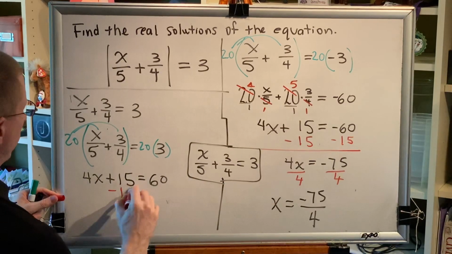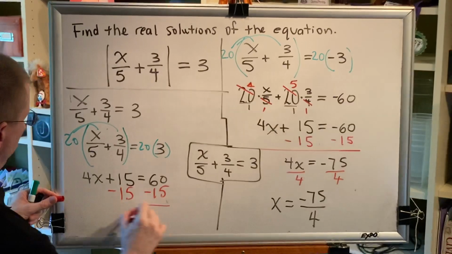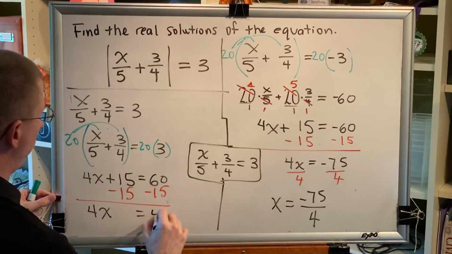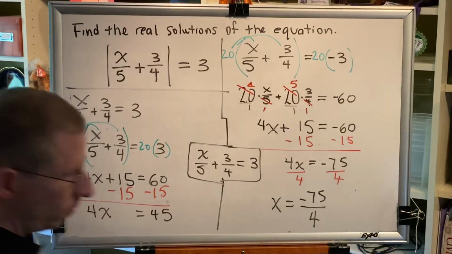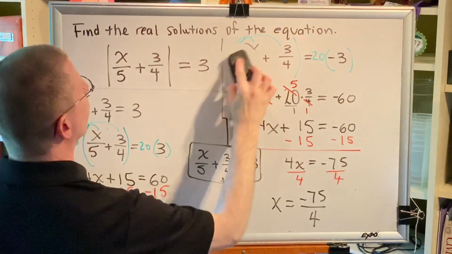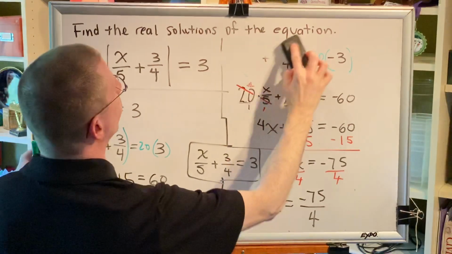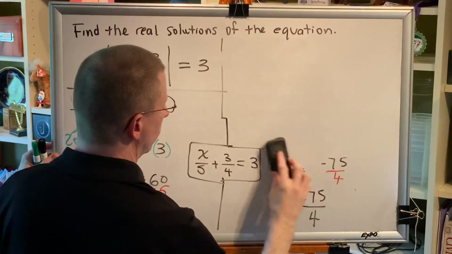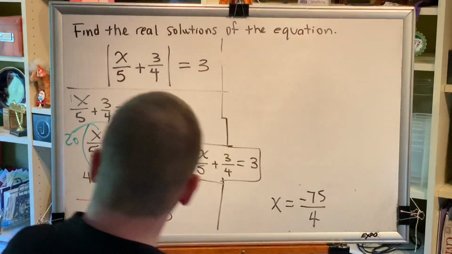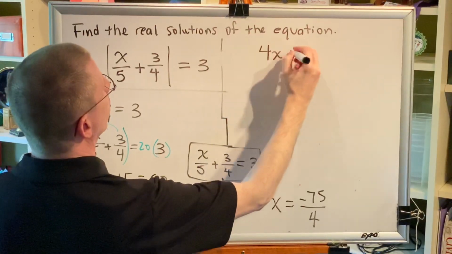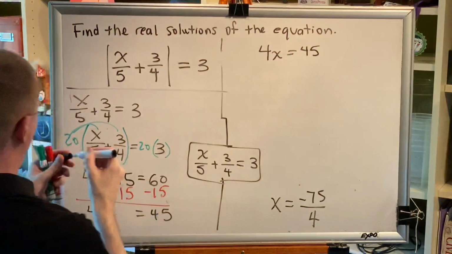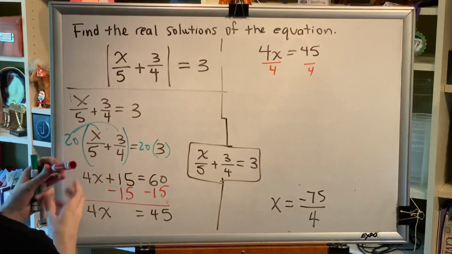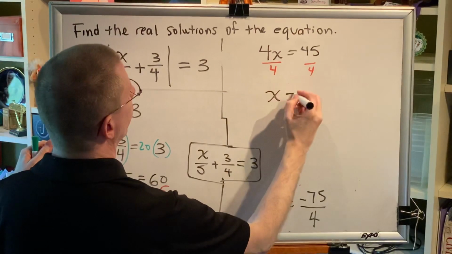Subtract 15 on both sides. 4x equals 45. Divide by 4 on both sides. x equals 45/4.